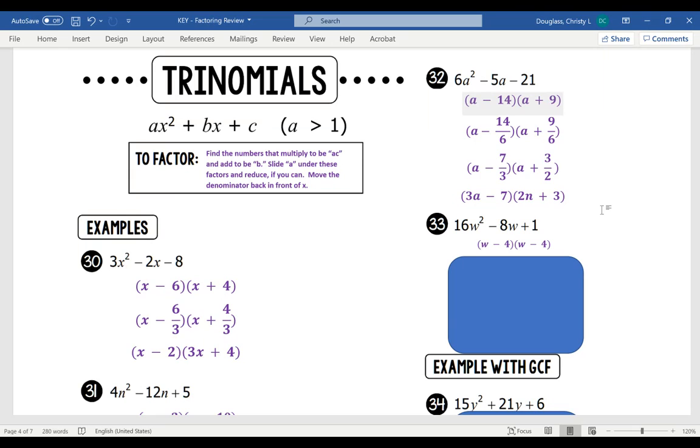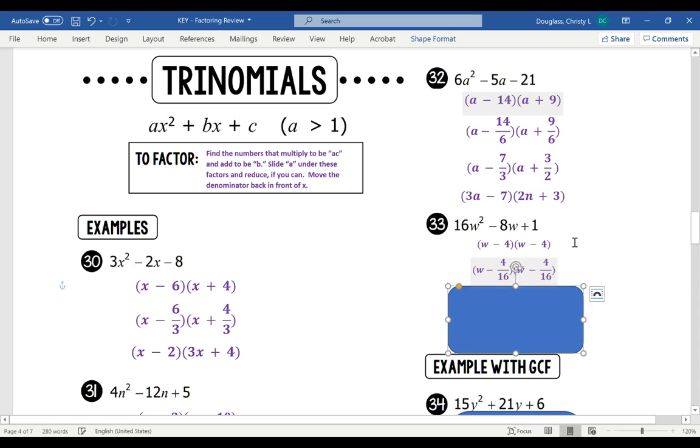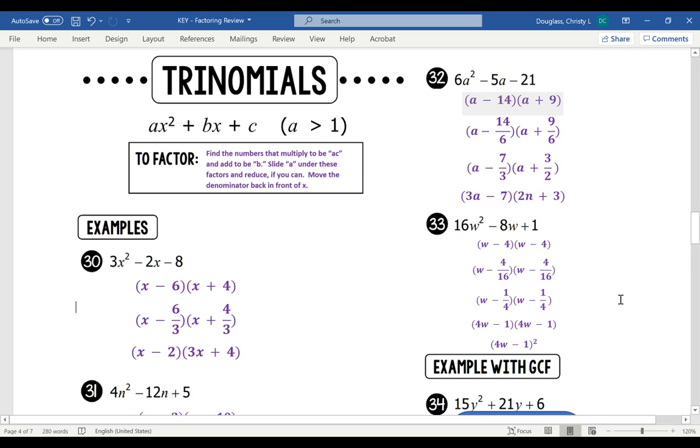But I don't stop there because my leading coefficient is 16. So I must slide the 16 under the 4's. Of course, next I will reduce these fractions, noting that 4 divided by 16 reduces to 1/4. After you reduce your fractions, if you still have fractions, the denominators slide in front of your variables, and you're left with 4w minus 1 times 4w minus 1, which could also be written as 4w minus 1 squared.